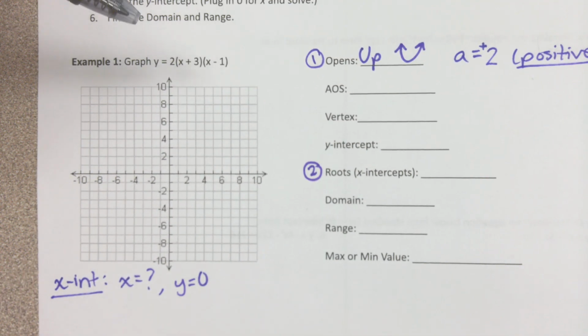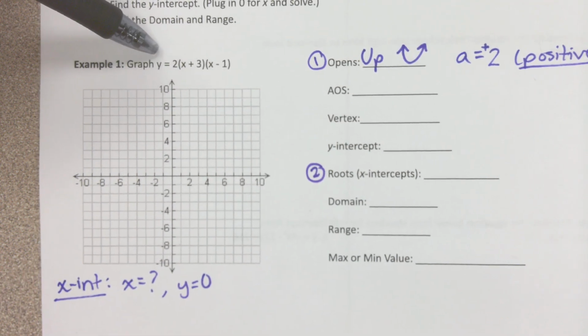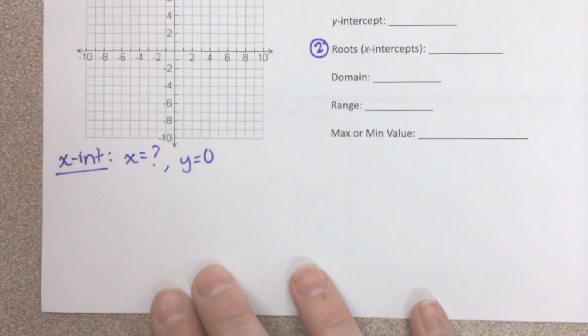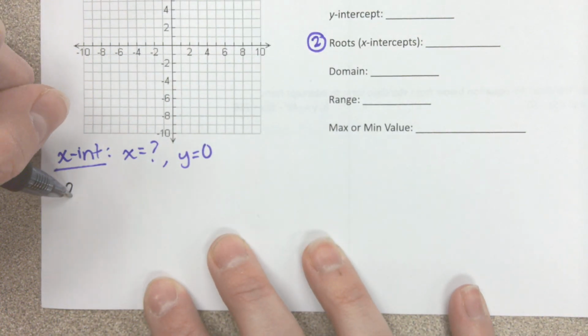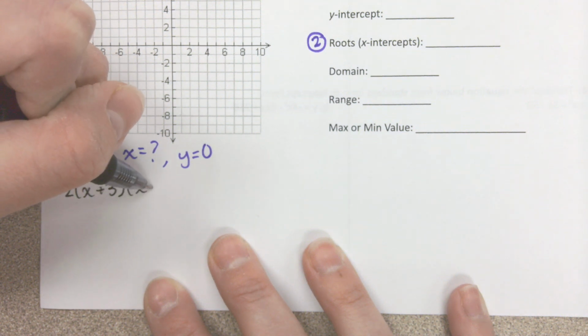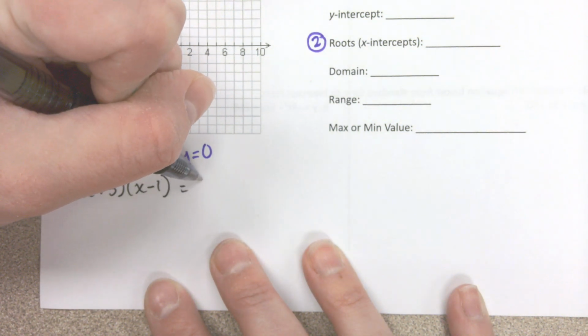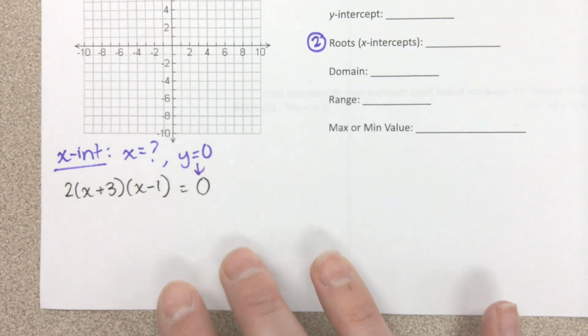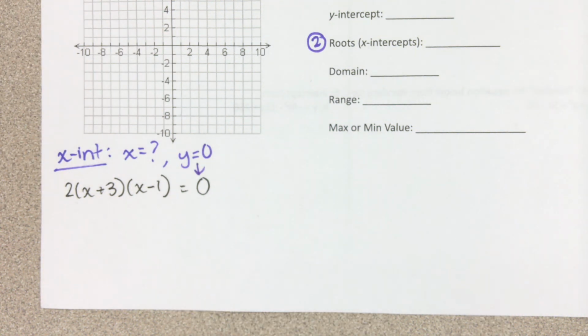So in my equation up here, I'm going to replace the y with 0, and then you'll have the entire equation on one side. I am going to flip the sides because most of us like equals 0 on the right, but just know that's what I'm doing. My equation is 2 times (x + 3) times (x - 1) equals 0. And that 0 is in place of y.